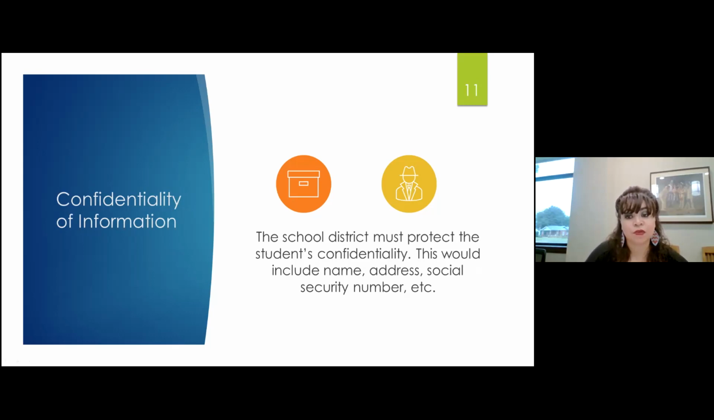Confidentiality of information. The school district must protect the student's confidentiality. This would include their name, address, social security number, date of birth. This is all information that is not to be shared, only shared within the school with whichever instructional team member may need this information, but it is not to be shared outside of the people that need to know that.